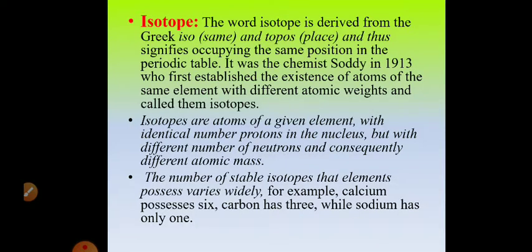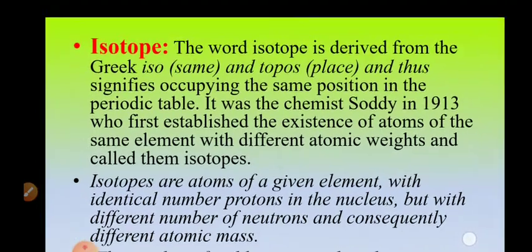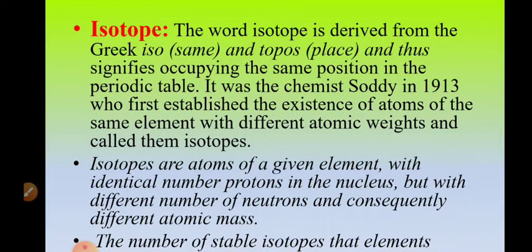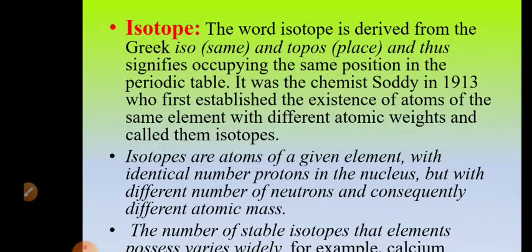Now, what is an isotope? The word isotope is derived from the Greek words iso and topos. Iso means same, topos means place. So isotopes are, you can say, the same atoms having different mass number. The word signifies the same position in the periodic table. They have the same position in the periodic table.